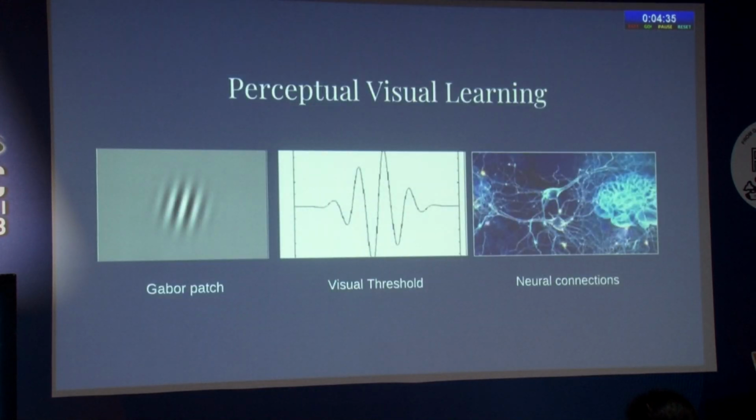Coming to perceptual visual learning, it's a repeated challenging visual task done with Gabor patches, and it increases the visual threshold acuity levels as the difficulty of the tasks increases. This strengthens the neural connections, rewires the connections in the brain and leads to visual improvement.